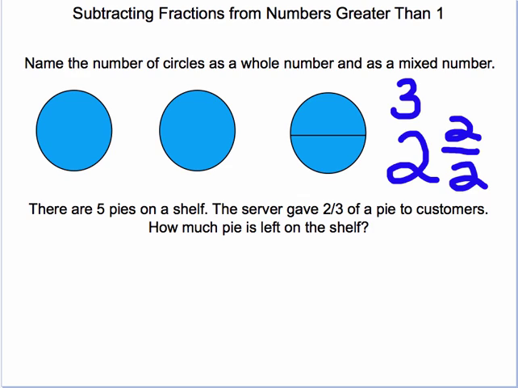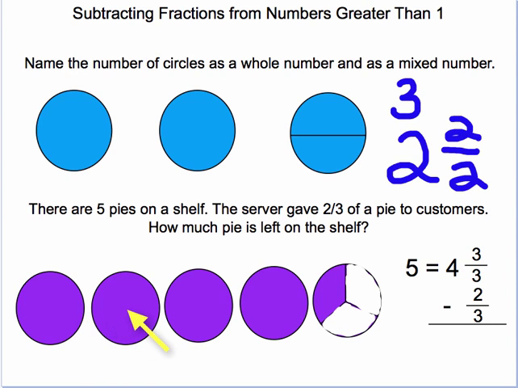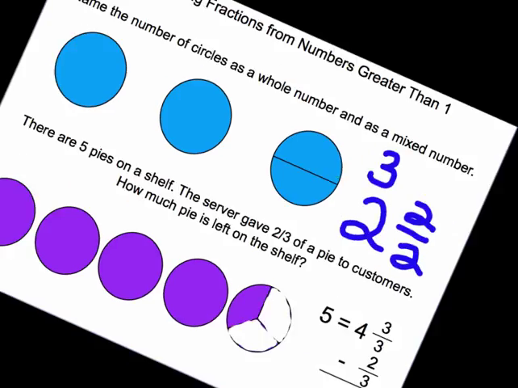There are 5 pies on the shelf. The server gave 2/3 of a pie to customers. How much pie is left on the shelf? So let's draw our 5 pies out. So we know that 5 equals 4 3/3. So we're going to take away 2/3, and we're going to end up with 1, 2, 3, 4 whole pies and 1/3 of a pie.